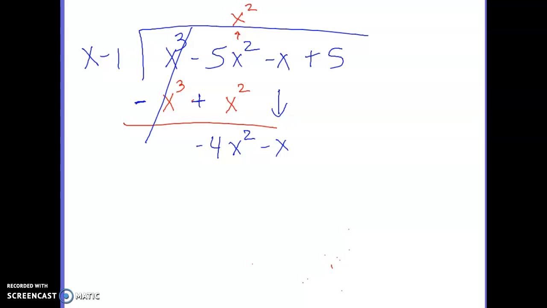How many times, or what number, hold on just a second, my dogs are growling.